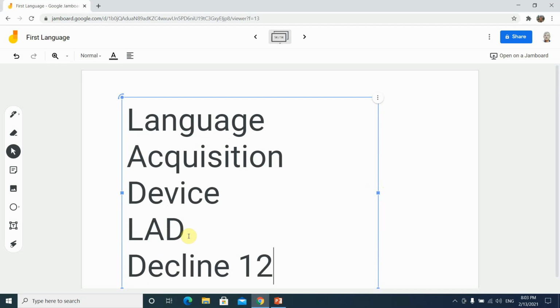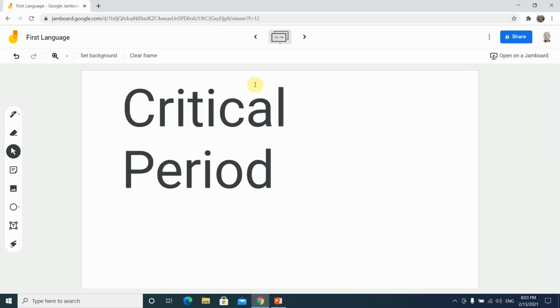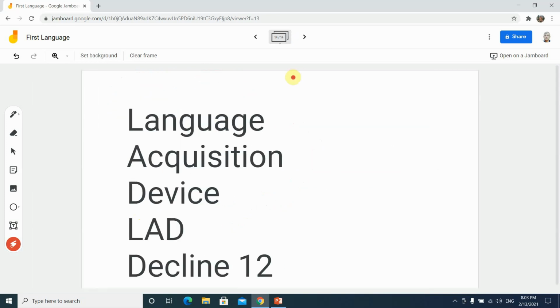And therefore, the age of 12 is called the critical period. The age of 12, يعني 12 13 تقريبا, is called the critical period. After this time it is difficult to acquire language. But before that it is easy.